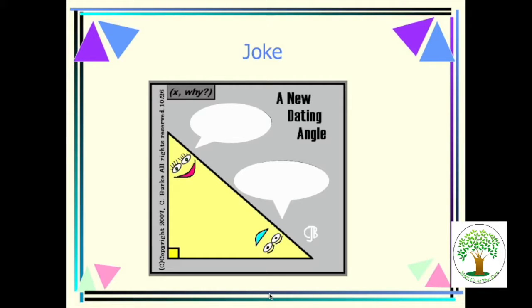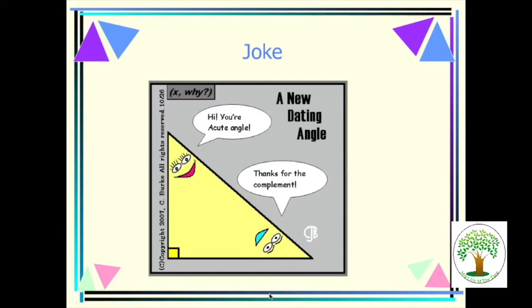All right, so here we go. She's going to say, "Hi, you're a cute angle." And he's going to say, "Thanks for the compliment." Why is that funny? What is this compliment thing? What's a complementary angle? Those add up to be 90 degrees. We got you. So funny. I love it.